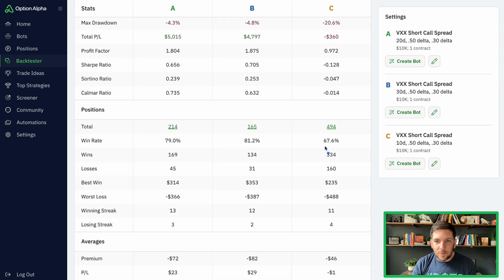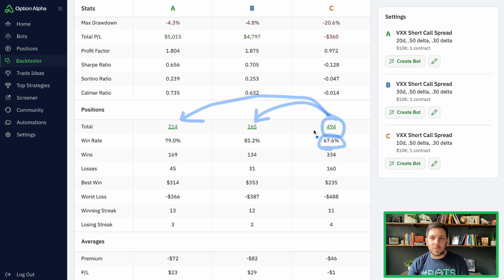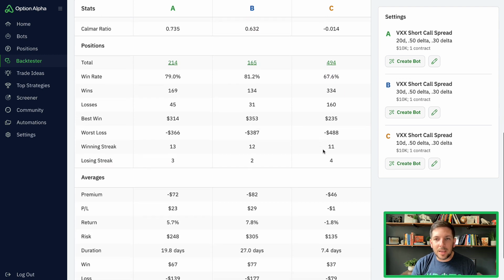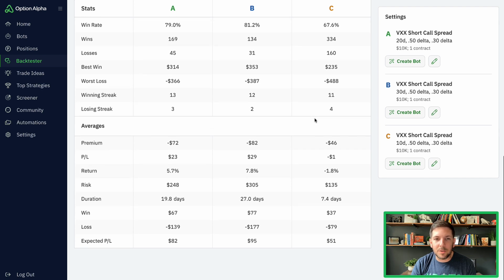Had a decent win rate. I mean, the win rate wasn't terrible. It definitely traded a lot more contracts than the other versions traded. So you can see that version B, which was 30 days, and version A, which was 20 days, definitely trade a lot fewer contracts, which makes total sense because you're trading 10 days. So you're able to recycle capital at a faster pace. And I think it was around the same worst loss. The max wins just weren't there. You just weren't taking in enough premium. So you could see like it really didn't work out for this thing.